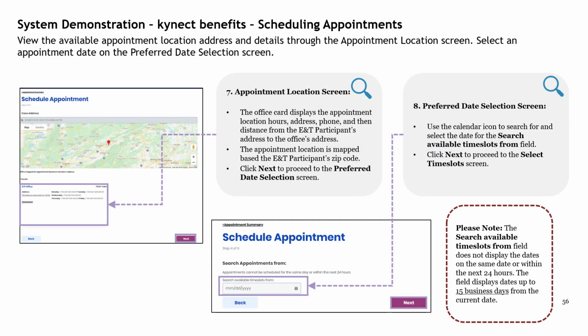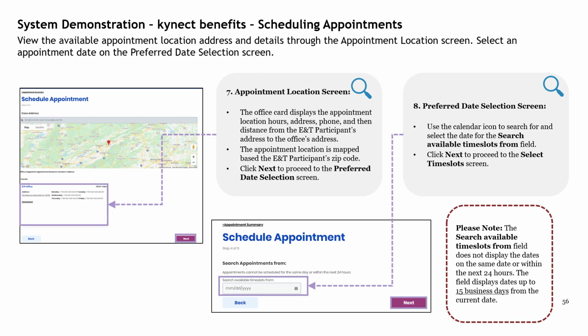On the appointment location screen, the office card displays the appointment location hours, address, phone, and distance from the ENT participant's address to the office's address. The appointment location is mapped based on the ENT participant's zip code. Click Next to proceed to the Preferred Date screen.